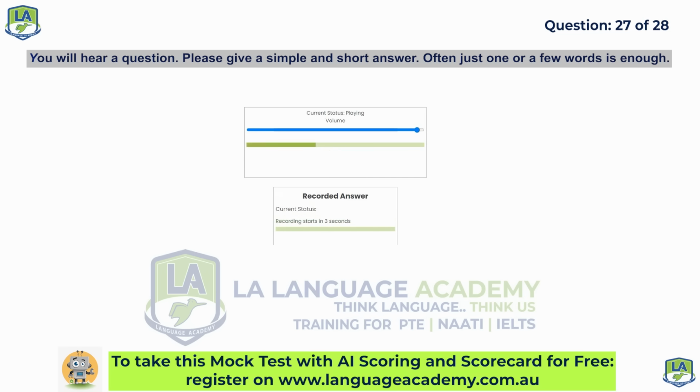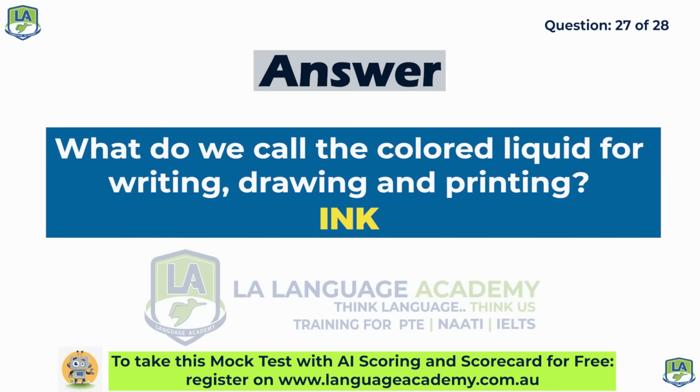What do we call the colored liquid for writing, drawing and printing? Ink.